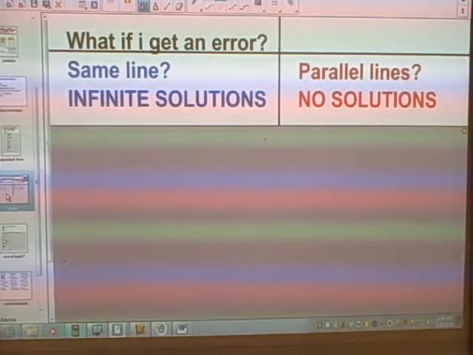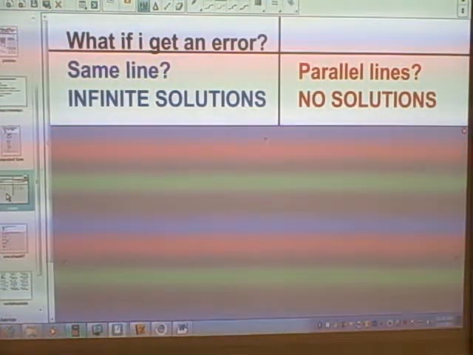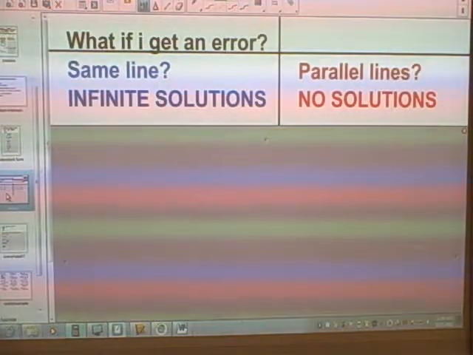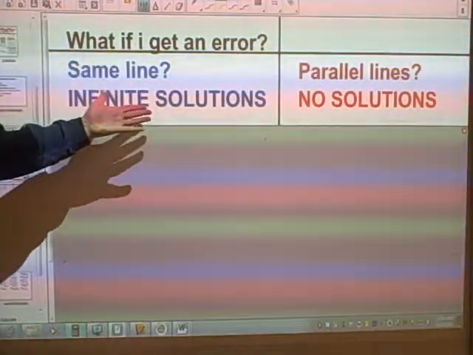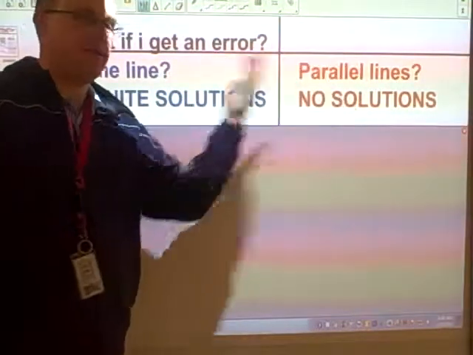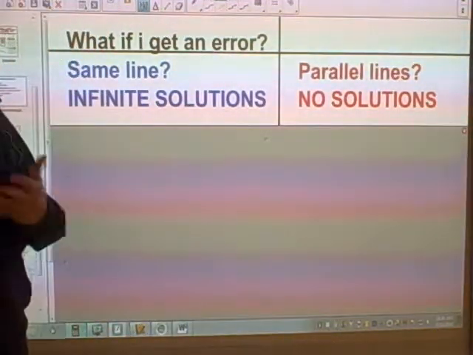Now, while we're doing those questions though, it is possible that it's going to say math error or it's going to say doesn't intersect. So we've got to look for these two possible cases. Is it the same line, which means it's an infinite number of solutions, or is it parallel lines, where it means that there's no solutions? And how do we tell?